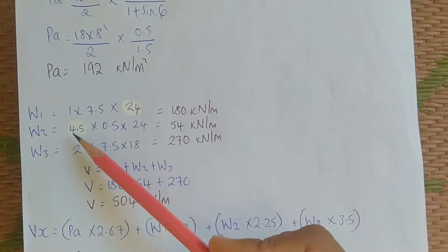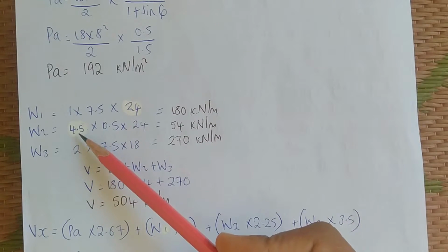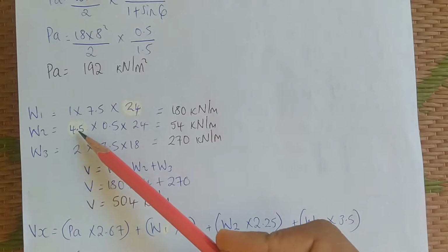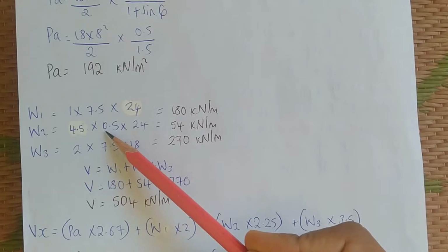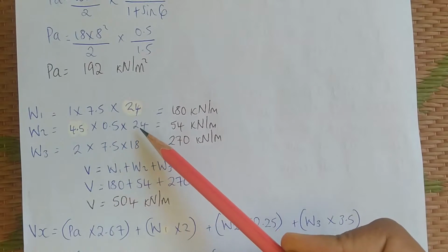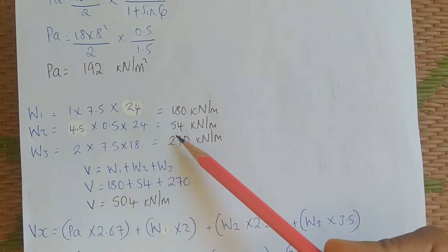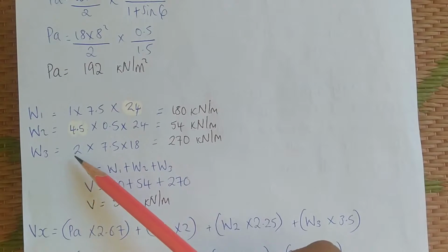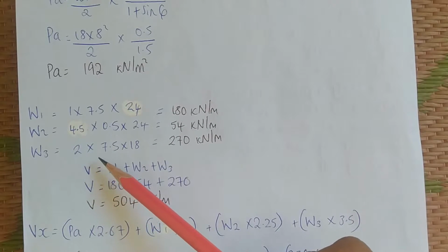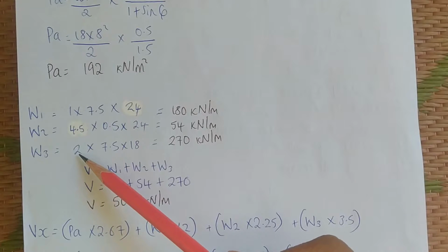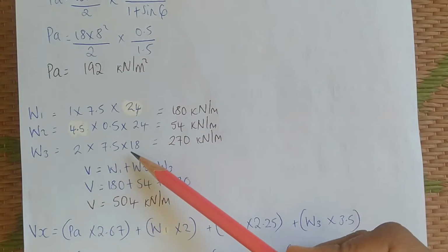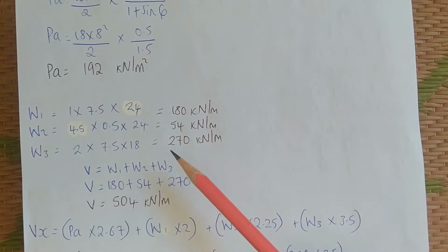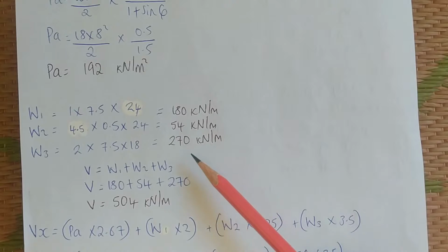And then the second weight, which is 4.5, our length, multiplied by the thickness, 0.5, times 24, the density of concrete. You'll get it as 54 kilonewtons per meter. And then the weight of soil is 2 times 7.5, the height, then this is the length, multiplied by 18, the density. You'll get your answer as 270 kilonewtons per meter.